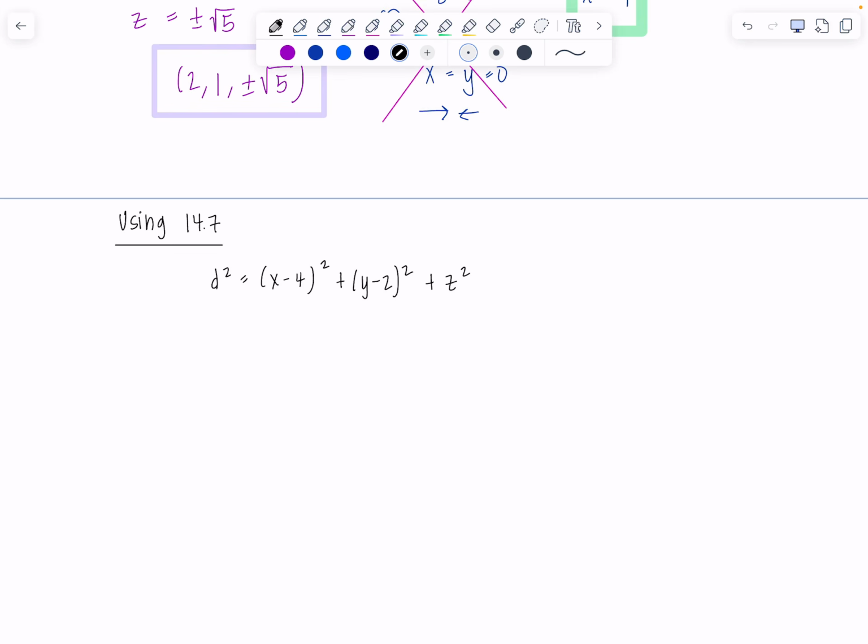Okay, so here's what we're trying to optimize, right? I'm going to still call this my F. But the methods that we learn for optimization, when we learn the d-test and everything, are for functions of how many variables? Just functions of 2. Because you take partial with respect to x, partial with respect to y.